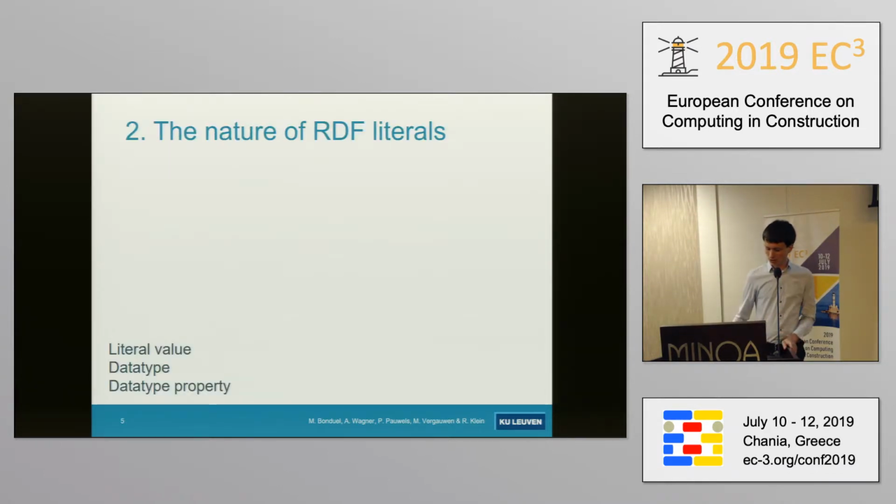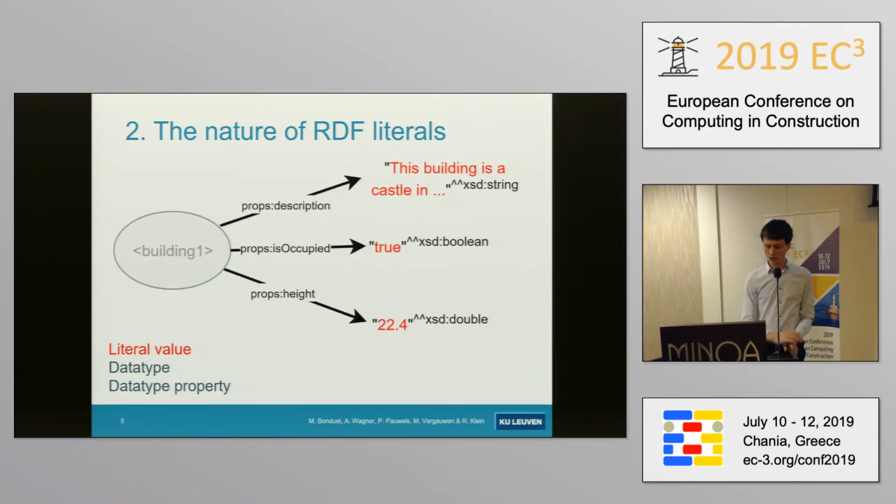So the technical parts. What are RDF literals and how are they defined in the W3C standards? They typically consist of three parts. So the first thing is the literal value, and this is the actual content of the literal. This can be a string, this can be a boolean, a double, etc. The only rule is that everything that's inside the value has to be Unicode characters. So if you have binary data, you have to encode it.